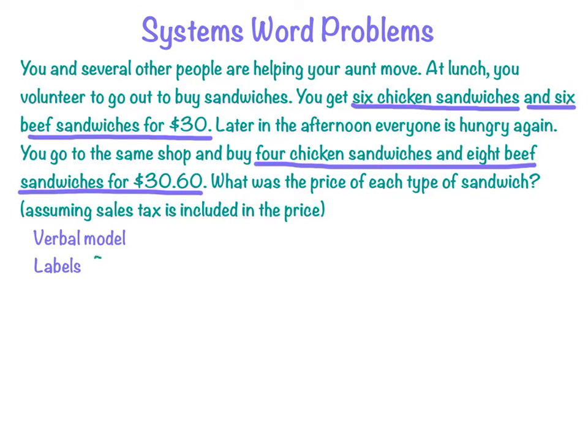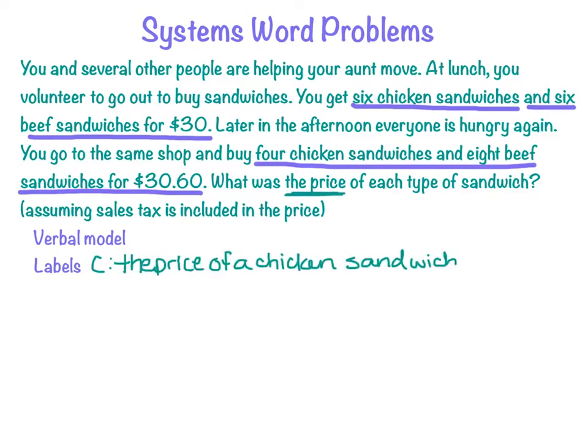Like for this one, I'm going to use C, and C is going to represent the price of a chicken sandwich because we are trying to find the price of each type of sandwich. Note that I didn't just write chicken sandwiches. You have to say what it is, because if you just wrote chicken sandwiches, people might think you're talking about the number of chicken sandwiches, or the weight of the chicken sandwiches, or anything else. You have to be specific.